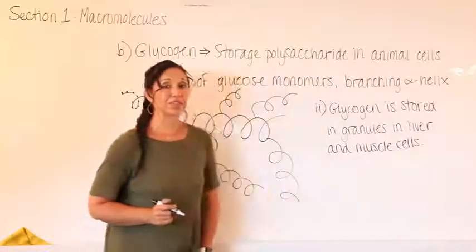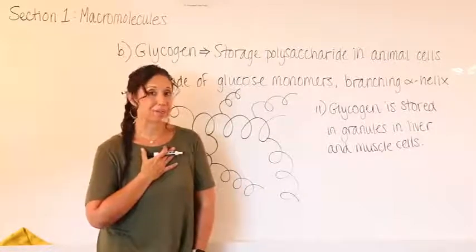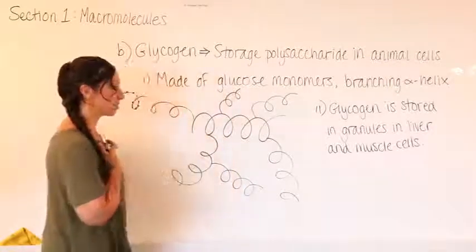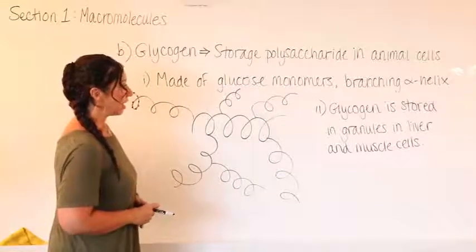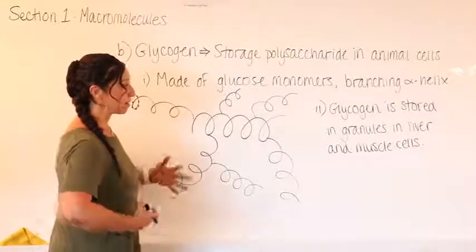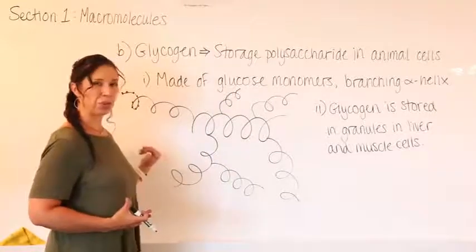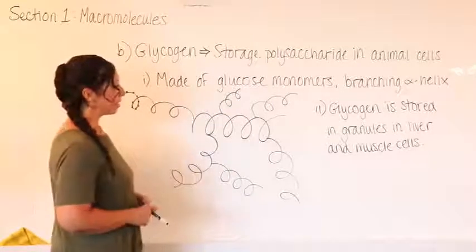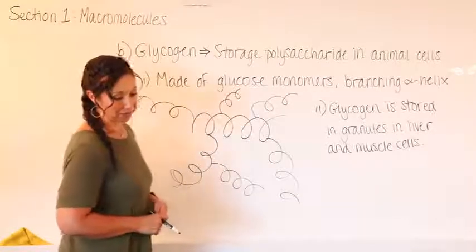Outside of your muscles, your liver is working nonstop as well. Your heart is too, but it's a different kind of muscle. It's cardiac muscle, not the striated muscle that you see in your skeletal muscle. So your liver is constantly replenishing itself, doing a whole bunch of functions, so we need some quick energy in there as well. So glycogen is stored in granules in liver and muscle cells.